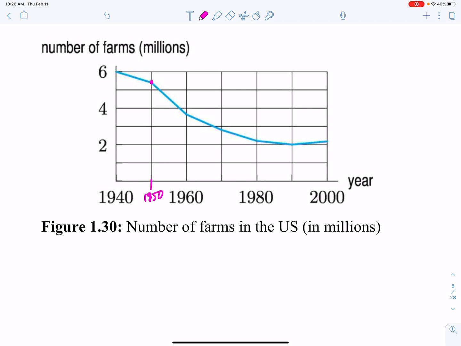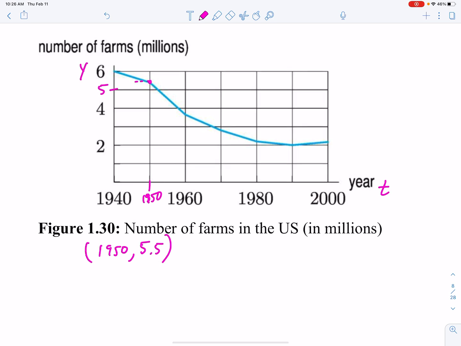So let's create a coordinate point. So remember, this is t for time, and this is our y value up here. Okay, so we're going to create a coordinate point. So it's the x value in air quotes, right? So the t value is 1950, comma, and then we can estimate. So let's see. So this is 5. So I'm going to say 5.5. You guys see how we got that? It's right about here is 5.5.